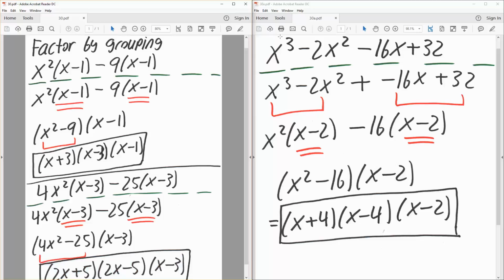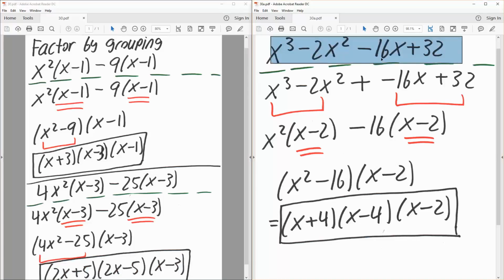And now for the final problem. Now this problem is a little bit different. Like these two problems, they gave you the common grouping term. This one, you need to think about it. So we have x cubed minus 2x squared minus 16x plus 32. And so for this right here, what's common is x squared. I could say x squared times (x minus 2).